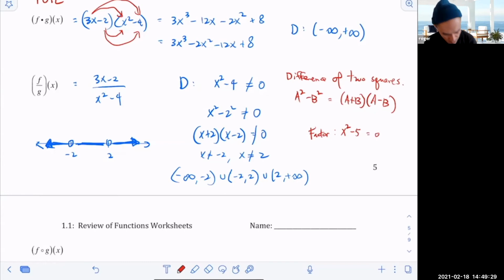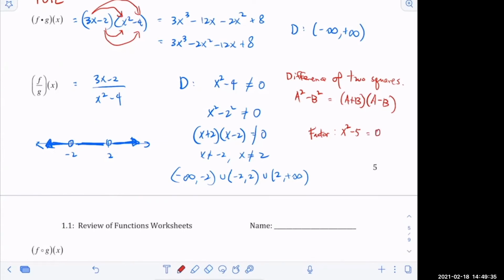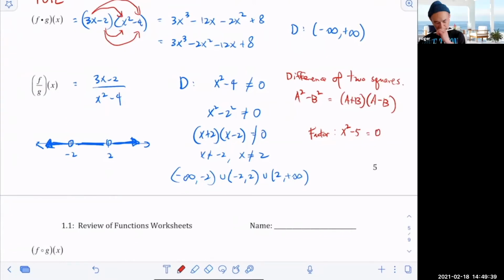What would you do, Sagar? You have any feeling? How do you factor this guy? Oh, like squaring both sides, x squared minus. Yeah, squaring both sides. Okay. Oh, sorry. So no.